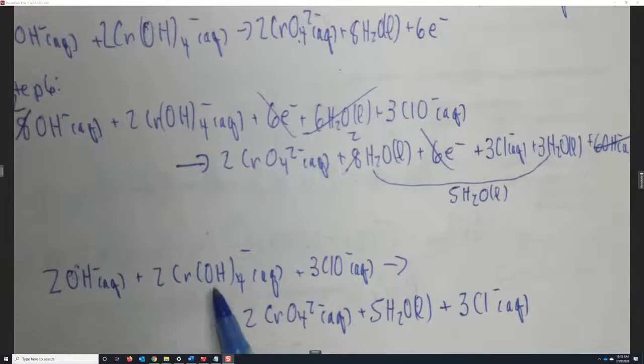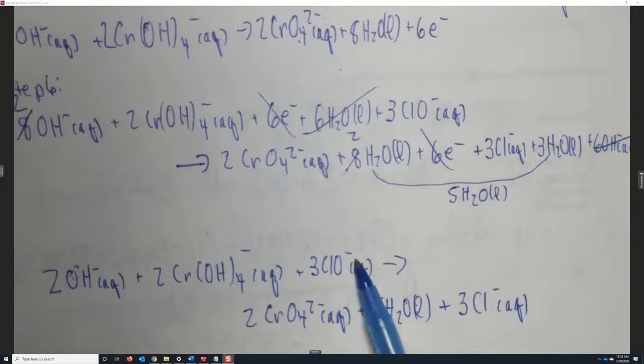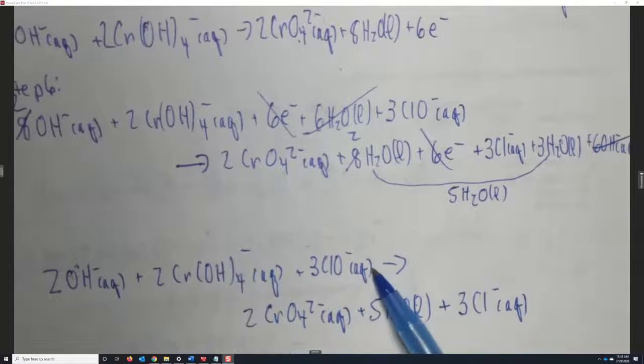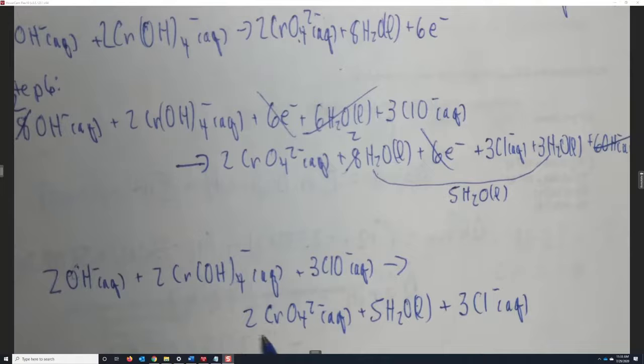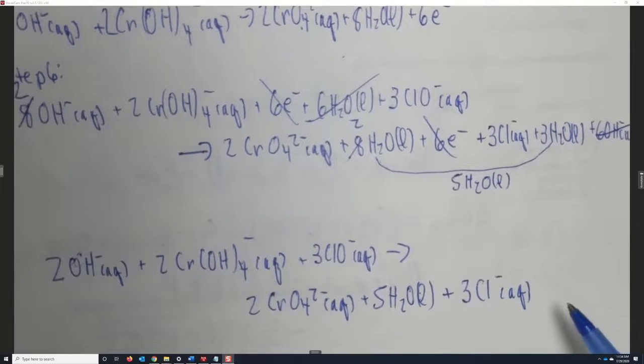So I have 2 minus, 2 minus, and 3 minus. So 2 plus 2 plus 3, which is 7 minus. Here I have 2 times 2 minus, which is 4 minus, plus 3 times 1 minus, which is 3 more, 7 minus. So it's 7 minus on both sides.